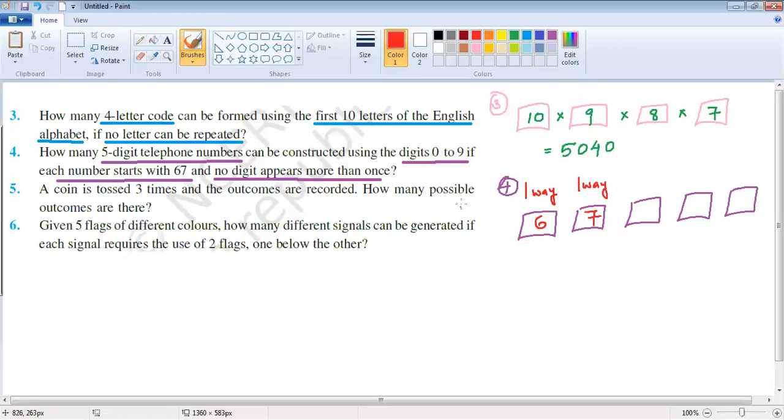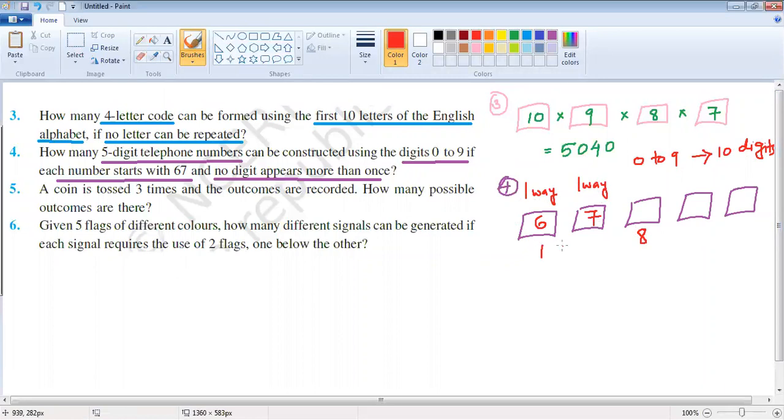How many ways are there? 0 to 9. There are how many digits? 10 digits. Now, we can't repeat the digits, so 2 digits are already used. So the third digit can be filled in only 8 ways because 2 digits are already used.